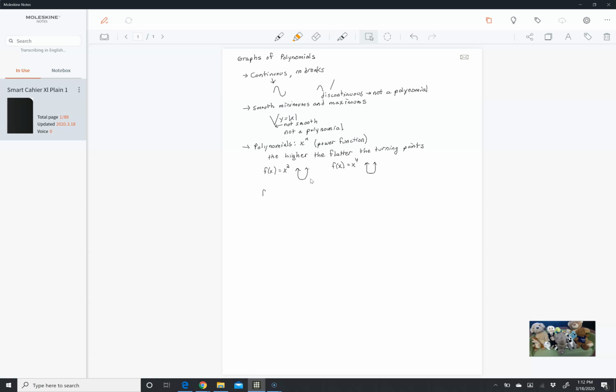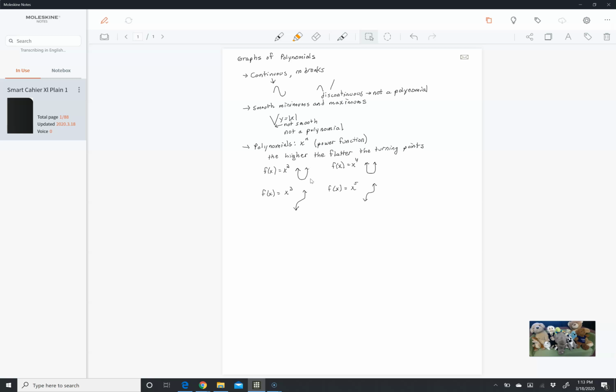If we have f of x equals x cubed, so a cubic, if n is odd, then our function looks more like this. And if we have f of x equals x to the fifth, then again the center is going to be flatter. So it's going to look more like this.